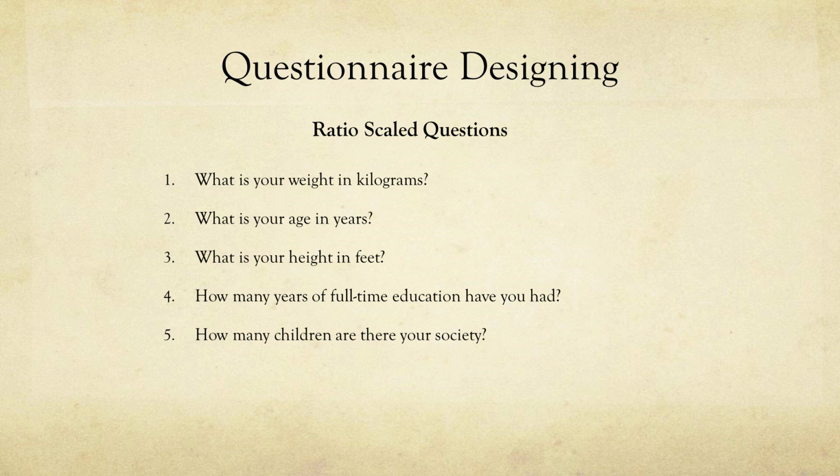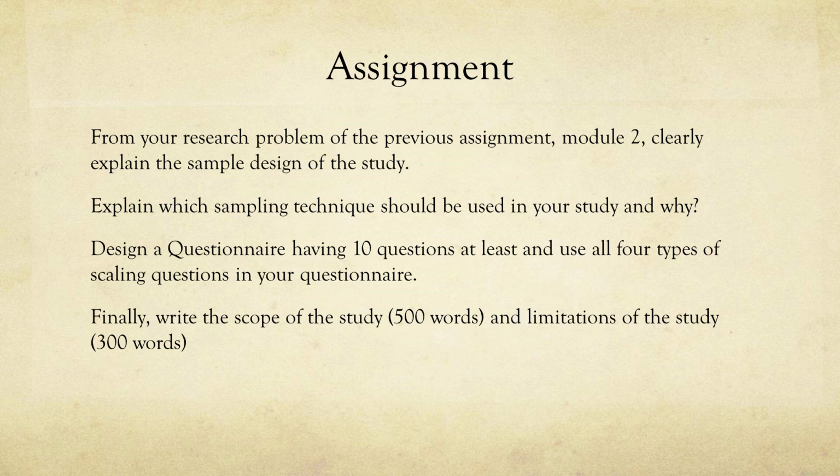And the assignment that you need to do for this module is: the last assignment that you did in module 2, you take that research problem. You clearly mention what is the sample appropriate for your study. You define the entire population. You define your sampling frame. You tell us which sampling technique will be required and why it is required. You frame 10 questions at least based on your research study. And finally, you will write the scope and limitations of the study, which is actually the last part that I'll be taking up now.